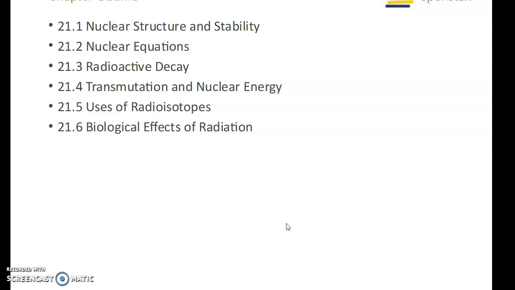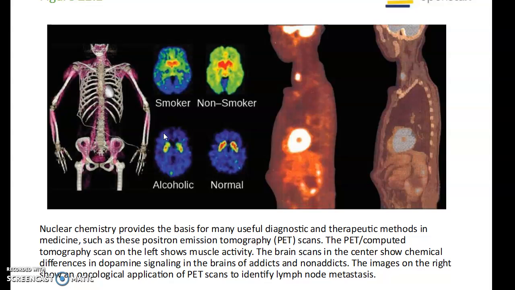Essentially, what this chapter covers is the structure of the nucleus and the stability associated with it, depending upon how many protons and neutrons there are. The nuclear equations, how you shift from one type of material to another. Radioactive decay and transmutation, and a special note for those in the medical field: the use of radioisotopes, and also the biological effects of radiation. So, nuclear chemistry provides the basis for many useful diagnostic and therapeutic methods.